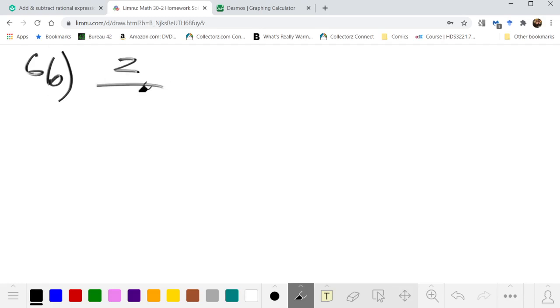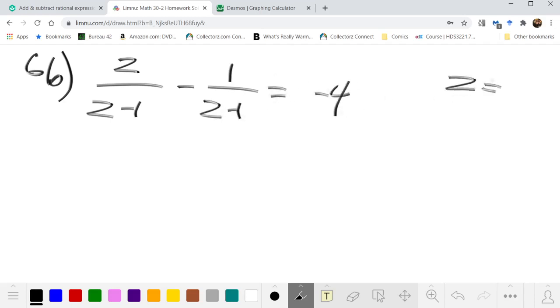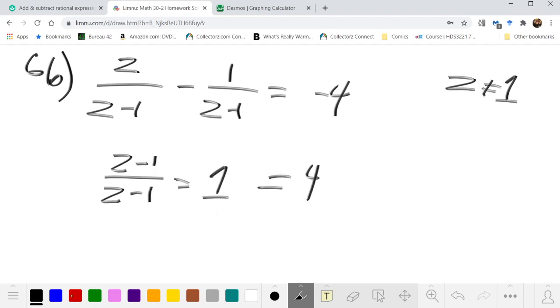6b. z over z minus 1 minus 1 over z minus 1 is negative 4. So in this case, z cannot be 1. This left-hand side simplifies to z minus 1 over z minus 1 when we put it over a common factor. So our solutions are where 1 equals 4, which is never. So we have a restriction. We have no solutions for 6b.